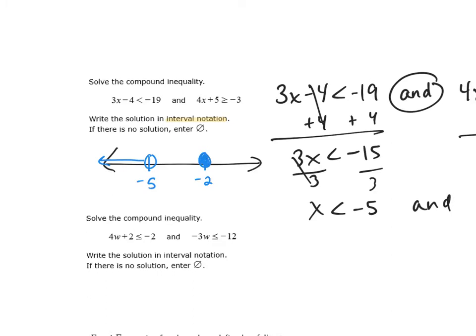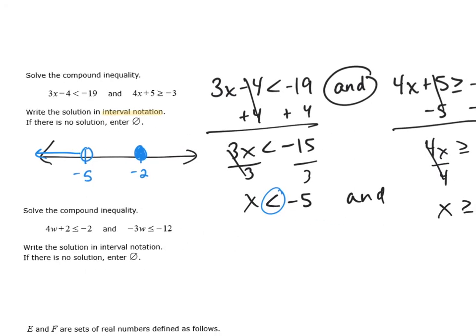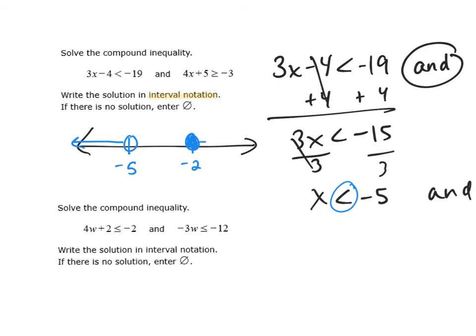Because this one was a less than, it's going to be an open circle. Because the other one was greater than or equal to, it's going to be going this way and be a closed circle. All right, so because this is "and" and nothing overlaps, your answer is going to be no solution.